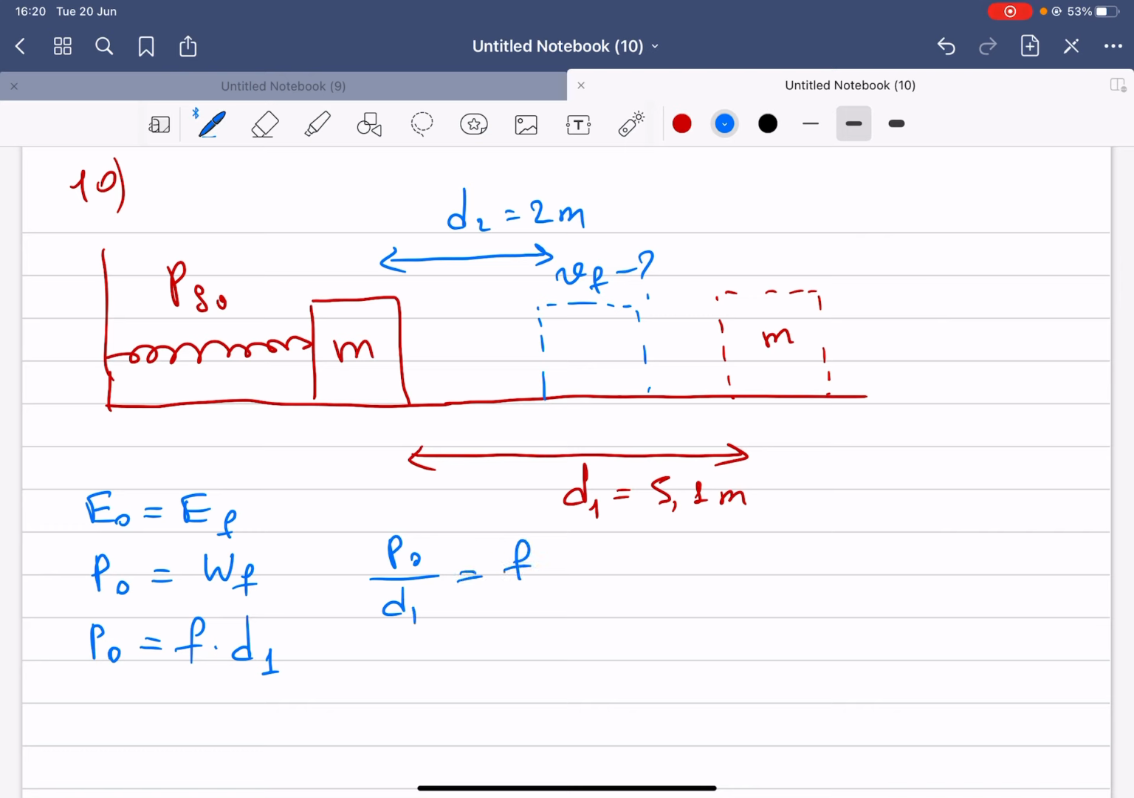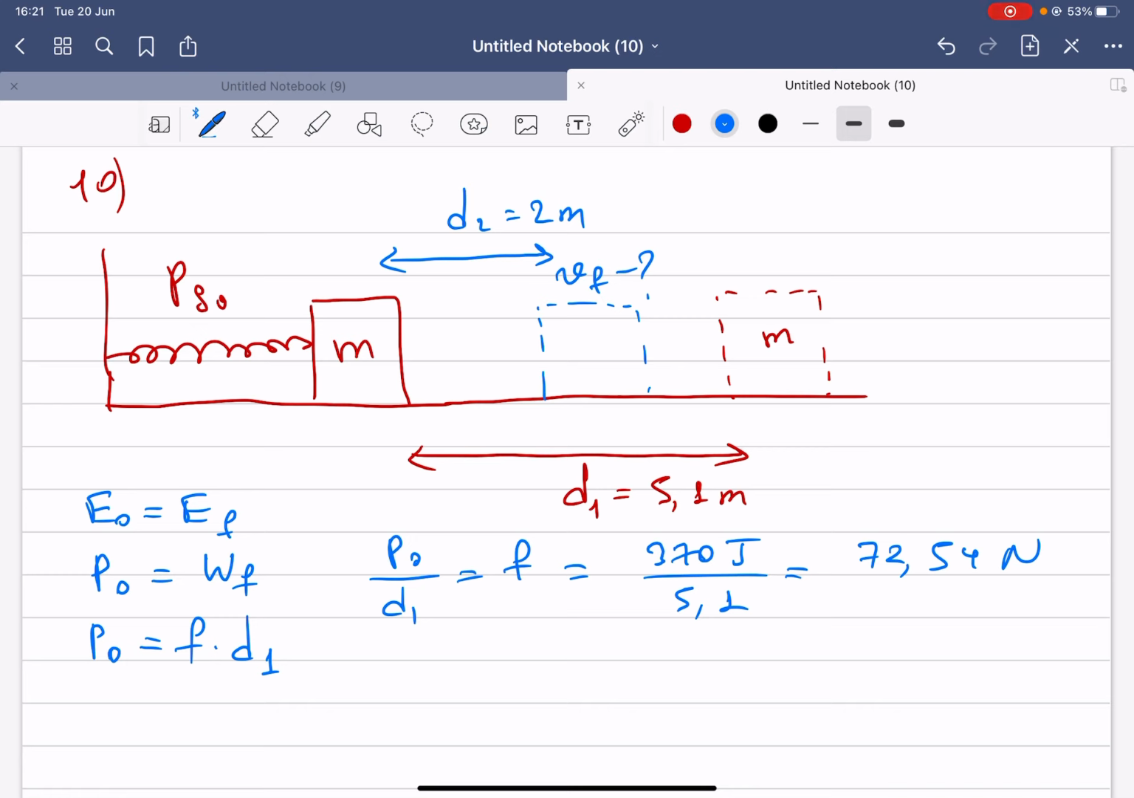So let's put the numbers. We have 370 joules divided by d1, which is 5.1 meters. If you divide it, you should get 72.54 newtons. Okay, this is the friction force.